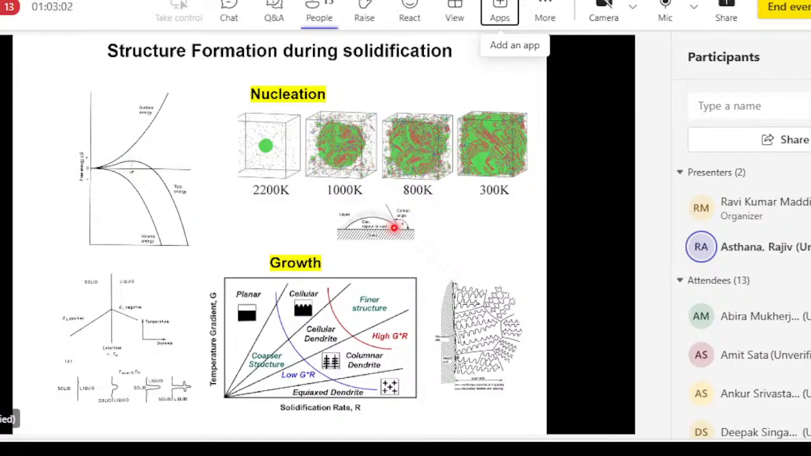It also turns out that if you have a solid surface available inside the metal, then nucleation is easier, something called heterogeneous nucleation. The solid surface provides an area where atoms can deposit and form a nucleus. Once a stable nucleus is formed, grains will form by the process of growth.